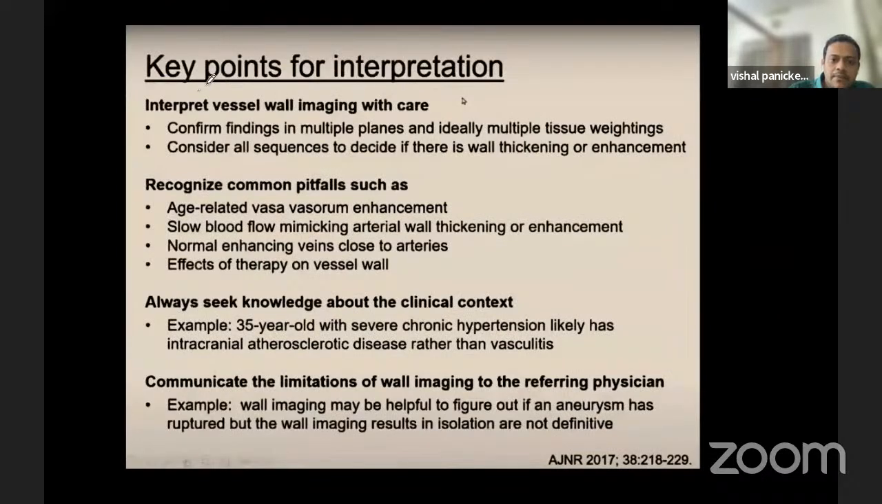So, key points for interpretation. While interpreting vessel wall imaging, confirm the finding in multiple planes, ideally in multiple tissue weightings. Consider all sequences needed if there is vessel wall thickening or enhancement. Recognize the common pitfall like age-related vasa vasorum enhancement. Slow flow can mimic vessel wall thickening or enhancement. A normal vein close to an artery may show T1 enhancement on non-contrast imaging. The effect of therapy like thrombectomy can lead to smooth vessel wall enhancement that looks like vasculitis. So always seek knowledge from the clinical context, which is also key for making the diagnosis.